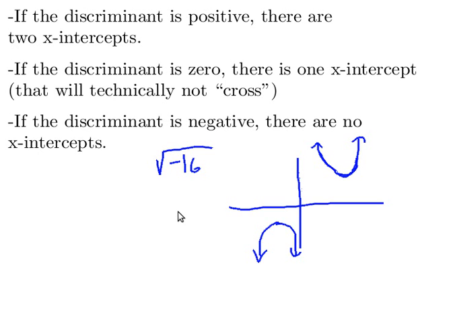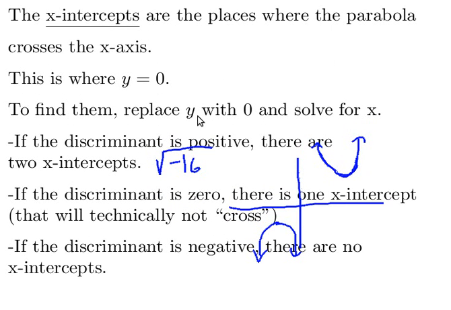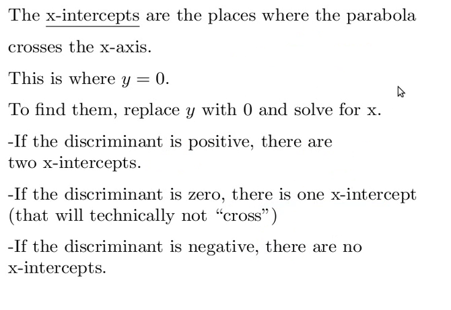Whenever you solve for x, remember, to find them, replace y with 0 and solve for x. That means you're going to be doing 0 equals ax squared plus bx plus c. And so you're going to get this type of graph if your solutions for x are complex numbers, if they're non-real numbers. So we'll get some examples of that later.